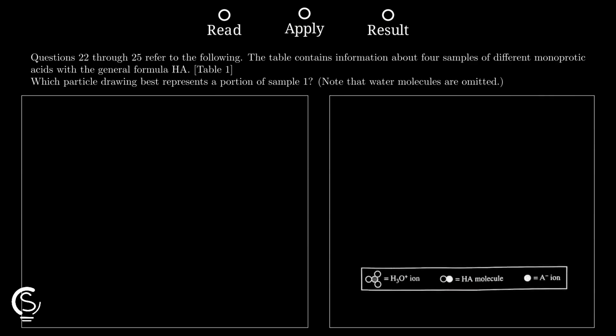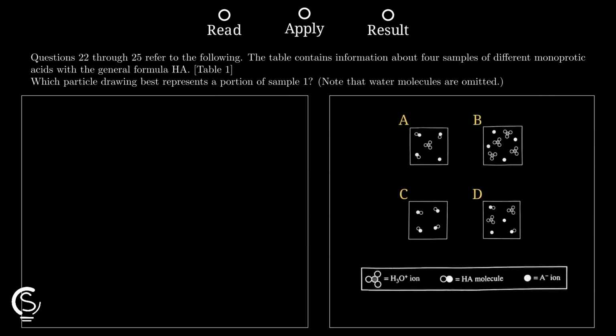Start with sample 1 and focus on concentration first, because the particle drawing must show the correct total number of acid-related particles present in that sample, not just random spacing.